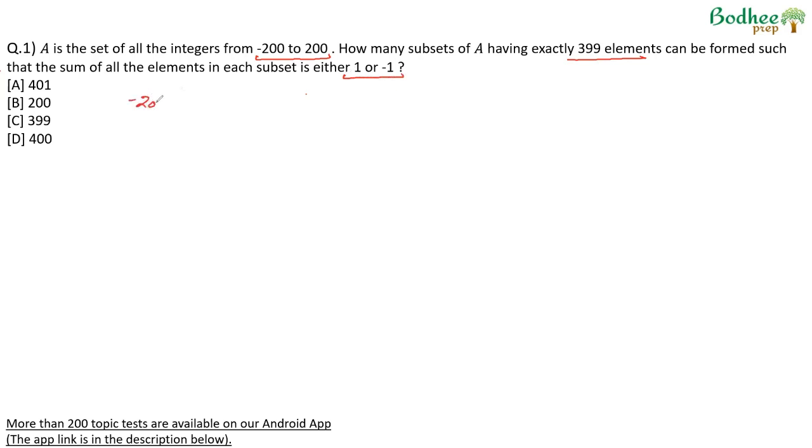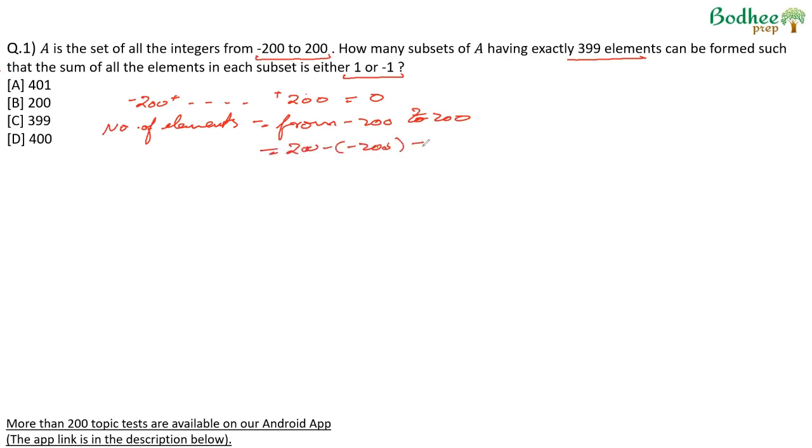Now, if we look at the sum of all numbers from minus 200 to 200, on one side we'll have the negative numbers, on the other side we'll have the positive numbers. So the sum will be 0. And the number of elements in A will be from minus 200 to 200, which will be 200 minus minus 200 plus 1, which is 401. Basically, 200 negative numbers, 200 positive numbers, and a 0. So there are 401 elements which add up to 0.